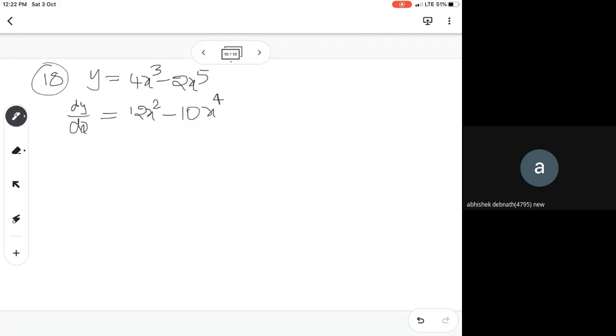Is it okay? Dy by dx. Yes, sir. Okay. So here dy by dx is equal to this one. Next, what is this? This is a slope. You can consider this as a slope. So therefore the slope of the tangent is equal to 12x square minus 10x to the power of 4.